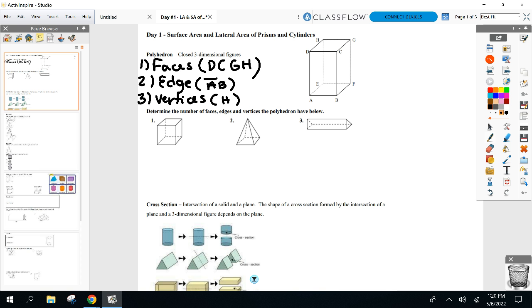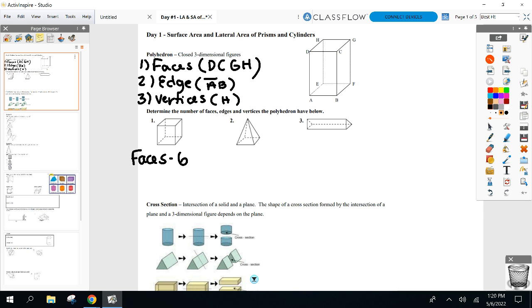All right, the three examples up there. Can you find how many there are? So example one here. First, I want to give names to everything. This is a cube. Number one is a cube. How many faces are on this cube? We have 6 faces.